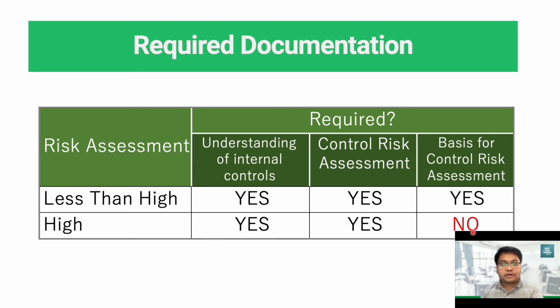Normally we will just have a basis once our initial assessment is less than high, then we will perform test of control and then we switch to high. However, test of control will no longer be performed if in the very first place our risk assessment is already high. So again, we need to support our assessment. So only if our risk assessment is less than high, we need to perform test of control and document it.